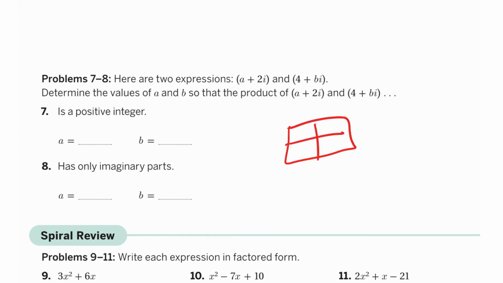We're going to go, and 4 and something i. So is a positive integer. There's, I think, multiple answers that we could plug in here. But when I'm going through this, I need something to go here. I need something to go here.